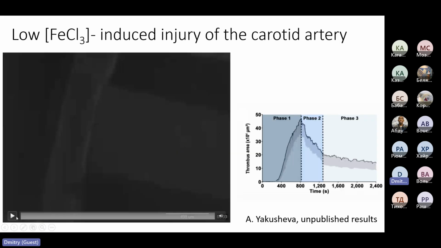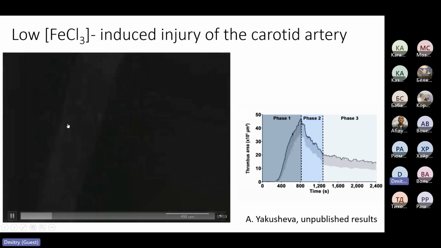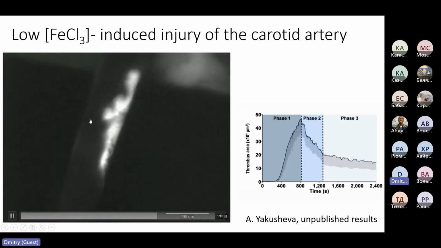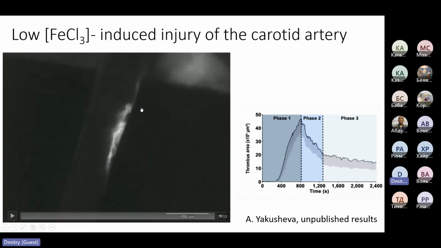Interestingly, we can see the same dynamics in bigger vessels. The former vessel was arteriolar, so it's around 30 microns in diameter. And here we can see pretty much the same dynamics in a mouse artery. This is the carotid artery of a mouse. Here, chemically induced injury leads to pretty much the same dynamics. First, the thrombus grows really big, and then it disassembles. Some ruptures happen, and in the end, we see just a small thrombus here at the side.